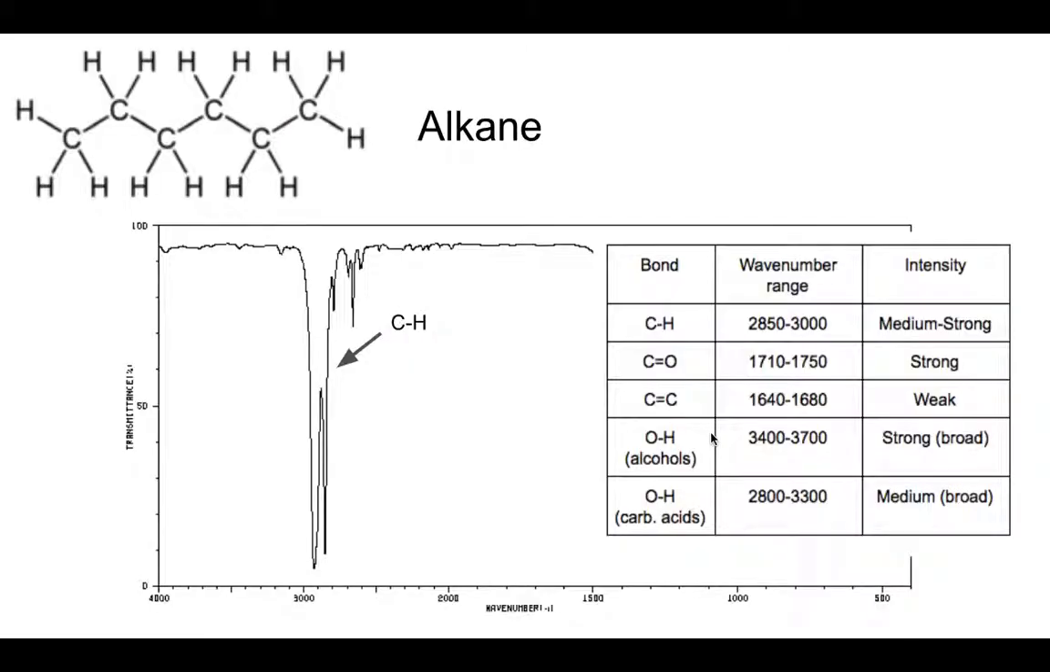So to look at a couple of molecules for an example, this molecule here we see is hexane, right? This is just a regular straight chain alkane. There's really not a heck of a lot going on in this molecule. There's no functional groups.